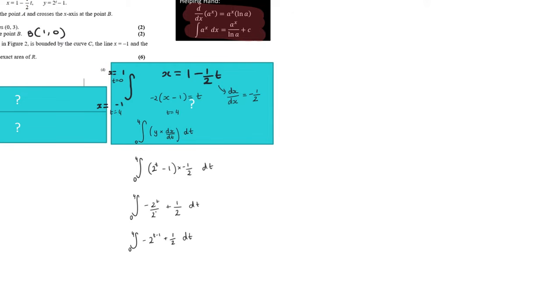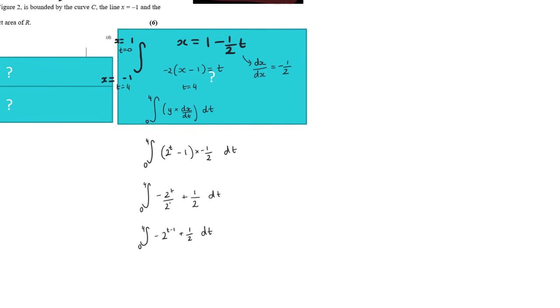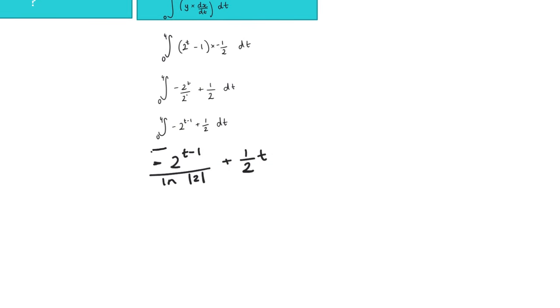So, 2 to the power of x, and currently our x is t minus 1, yeah? Equals, so if we use this, we're going to get negative 2 to the power of t minus 1 over ln of 2. The integral of a half is a half t. This is going to be between 4 and 0. Okay, so let's substitute in 4 and 0.